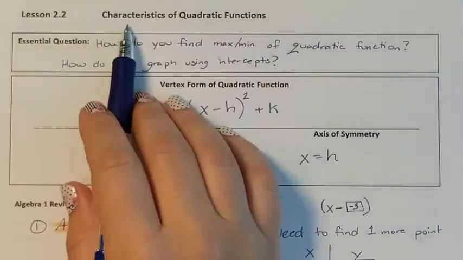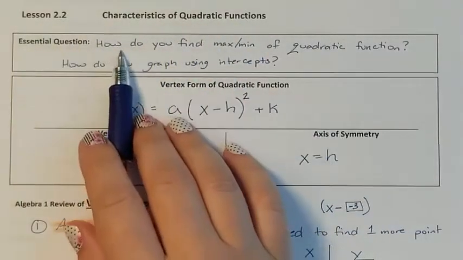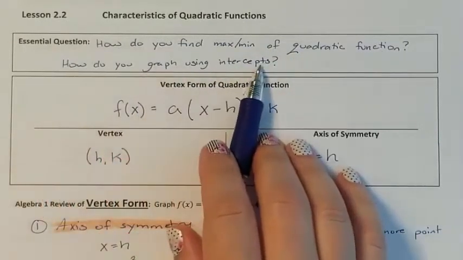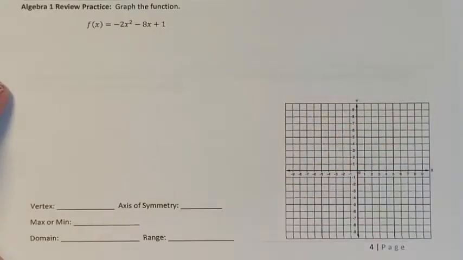Lesson 2.2, Characteristics of Quadratic Functions. How do you find the max and min of a quadratic function? How do you graph using intercepts? So this was your independent practice problem. Let's go ahead and go over it to make sure you're doing the problem correctly.